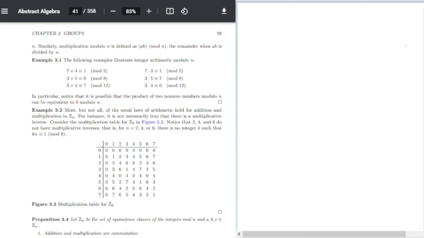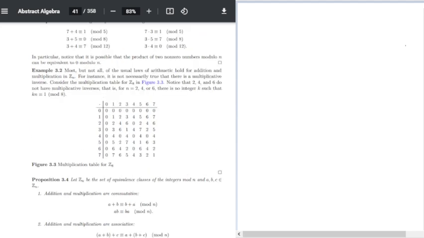I won't write out the next three, but 7 times 3 is equivalent to 1 mod 5. Think about the fact that 7 times 3 equals 21, and 21 equals 5 times 4 plus 1. 3 times 5 is equivalent to 7 mod 8: 3 times 5 is equal to 15, which is 8 times 1 plus 7. And 3 times 4 is equivalent to 0 mod 12: 3 times 4 equals 12 equals 1 times 12 plus 0.